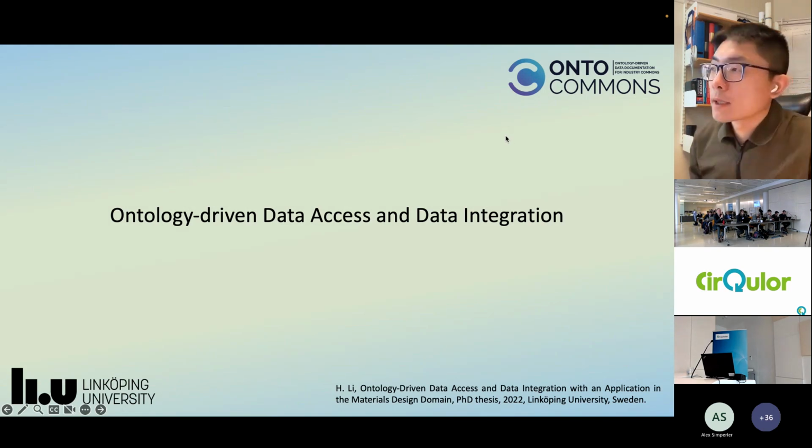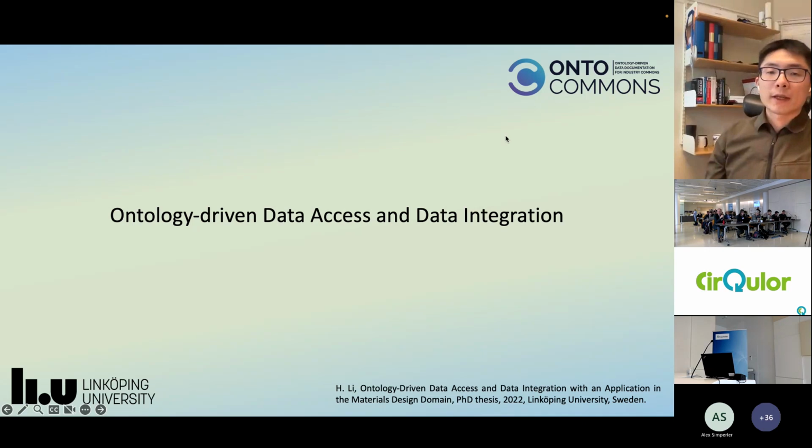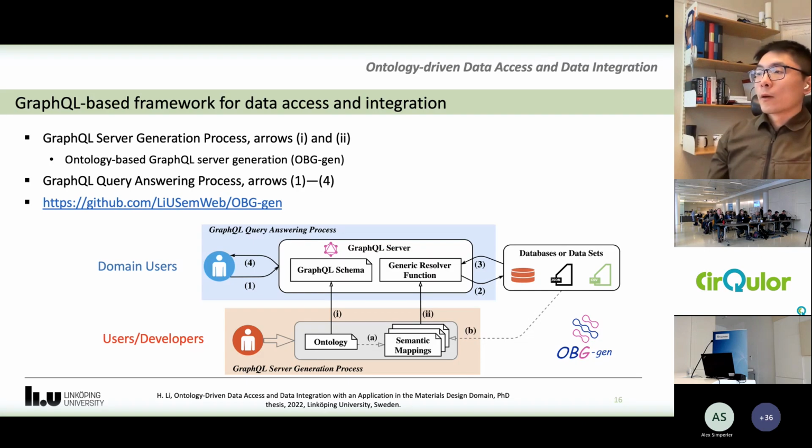So the second aspect of our demonstrator is regarding ontology-driven data access and data integration, where we developed a GraphQL-based framework for data access and data integration. In this framework, basically we have 2 parts. The first part is the GraphQL server generation process, which makes use of ontology and semantic mappings to generate a GraphQL server. So the GraphQL server can be used to access different databases.